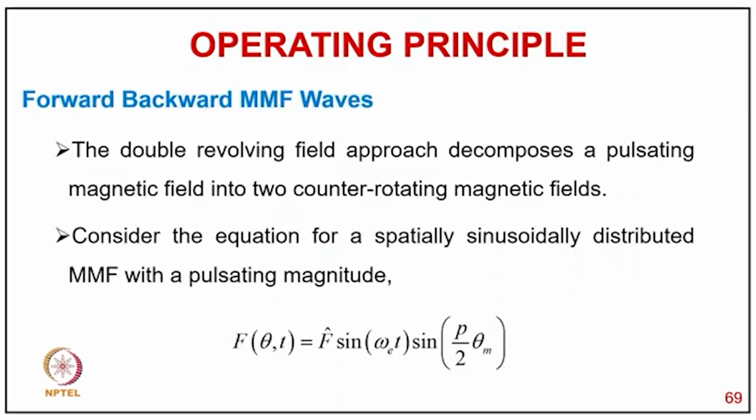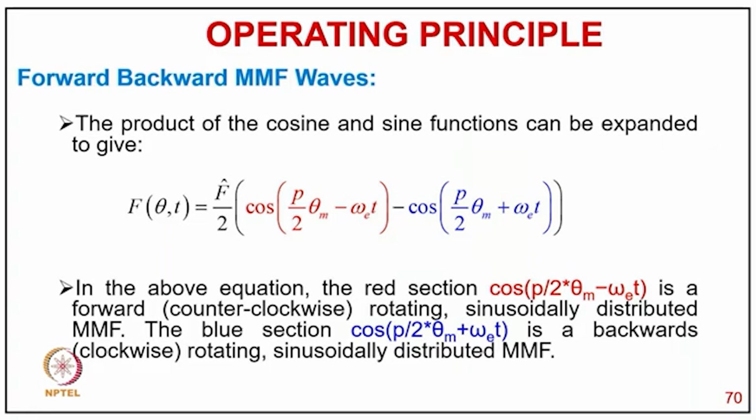So coming to forward backward wave, the doubly revolving field approach decomposes a pulsating field into two counter rotating magnetic fields. So consider the equation, especially sinusoidal distributed MMF with the pulsating MMF: F(θ,t) = F sin(ωt) sin(P/2 θm). So you can call it the forward and backward.